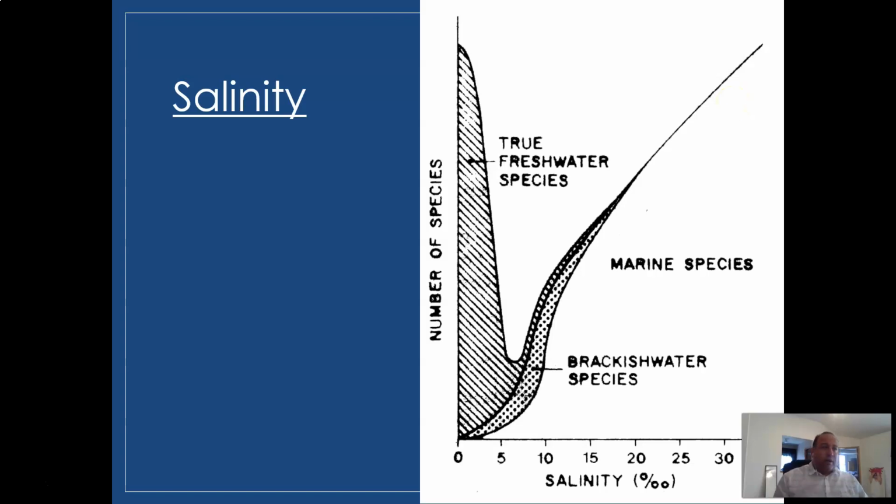But the important thing to really understand with salinity is, for our freshwater species, a little bit of salinity is okay, but not too much. For our brackish species and our marine species, they're going to be able to tolerate a decent amount of salinity, but even for them, there is a level of salinity where it's too much.